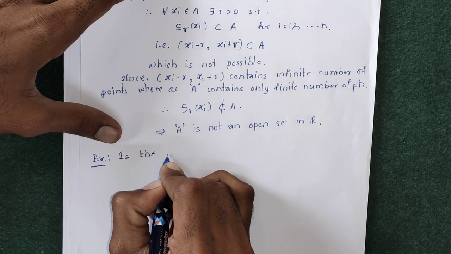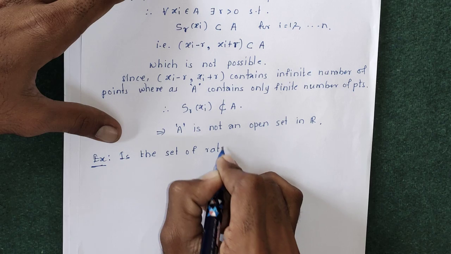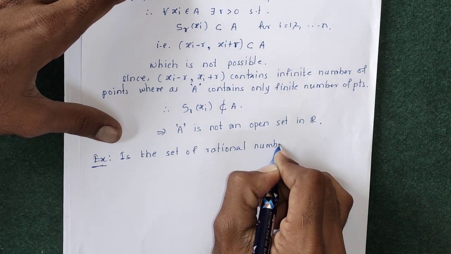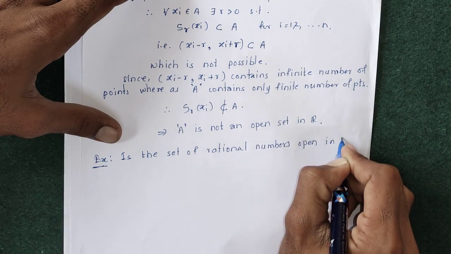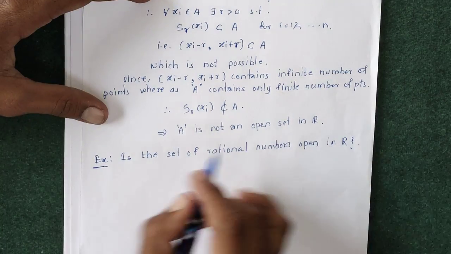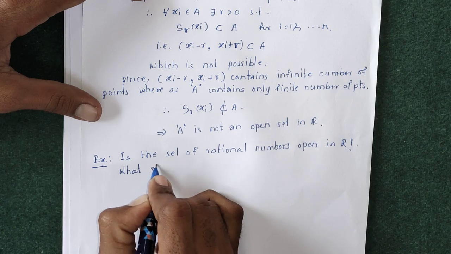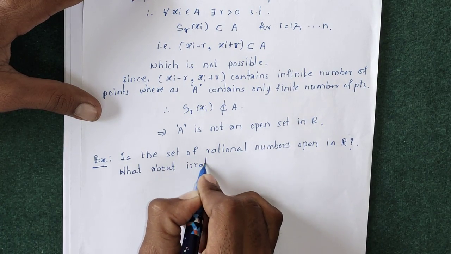Is the set of rational numbers open in R? What about irrationals?